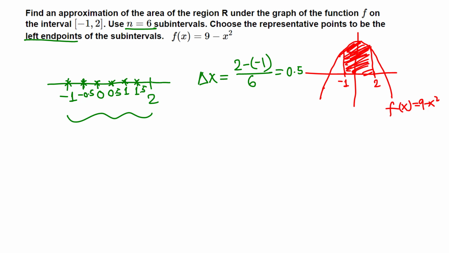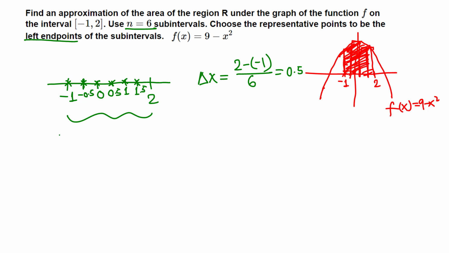We do not take the very right one. If we are asked to use right endpoints, then we would choose from the right, and the very left would not be selected. Okay, so from here we will get rectangles. So if you come back to this graph, pretty much we are going up to the curve, drawing rectangles. So we would draw 6 rectangles.